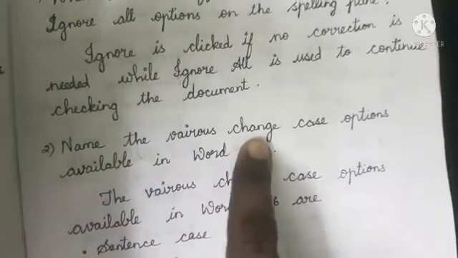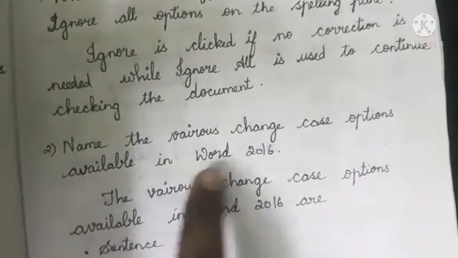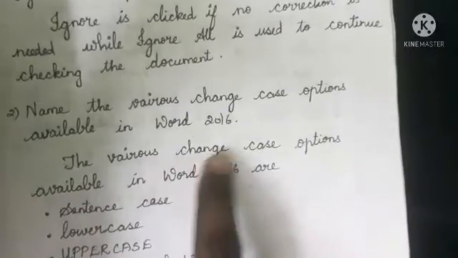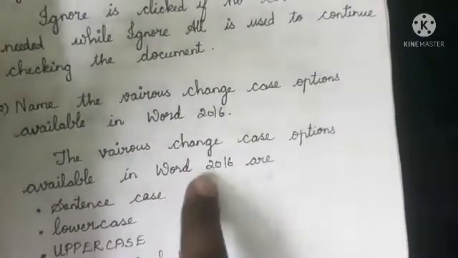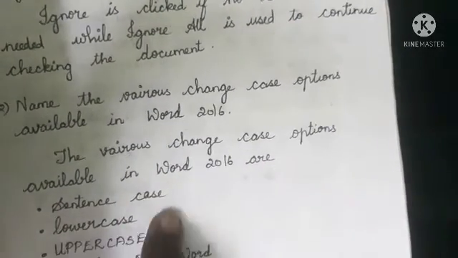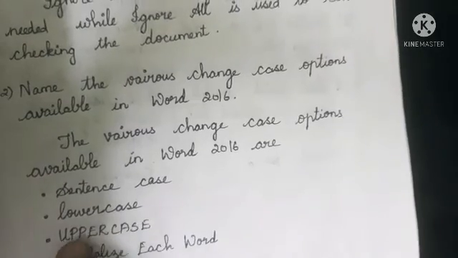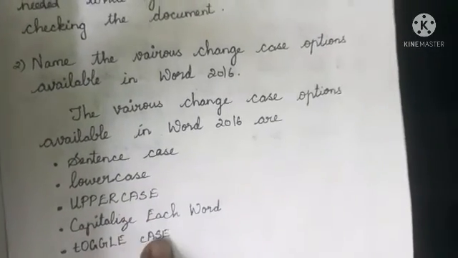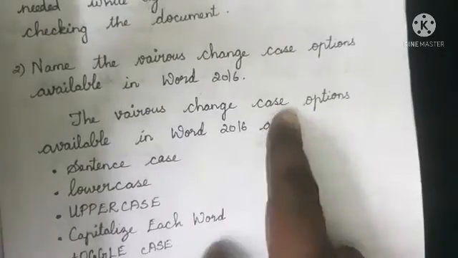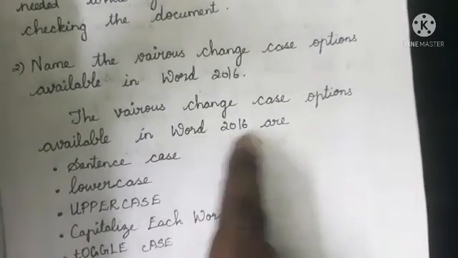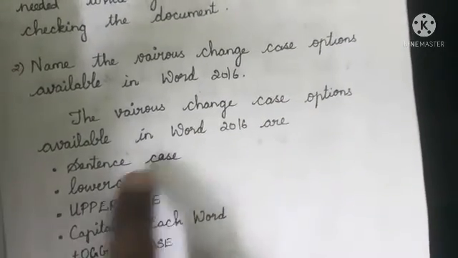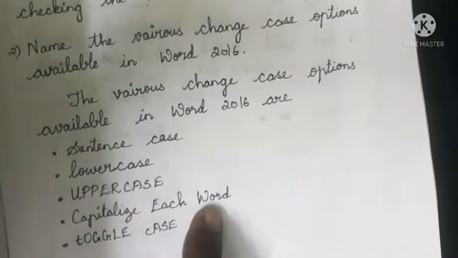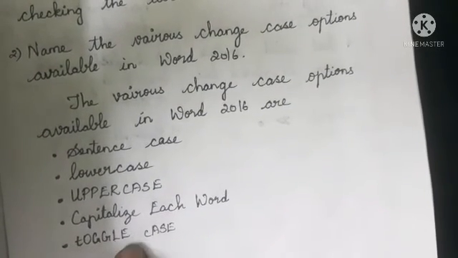The next one: name the various change case options available in Word 2016. The answer is, the various change case options available in Word 2016 are sentence case, lowercase, uppercase, capitalize each word, and toggle case.